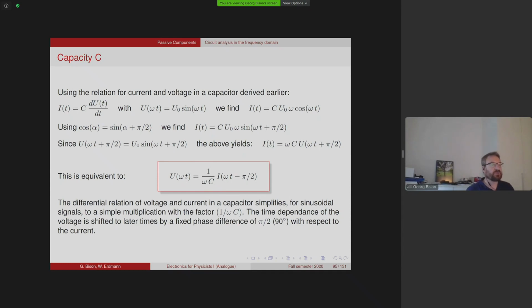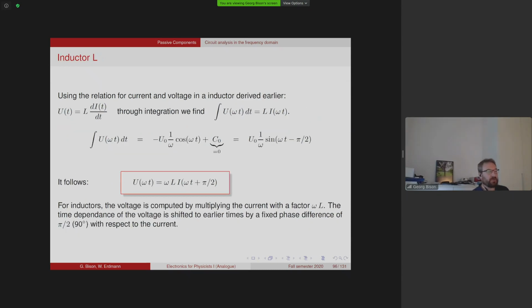And of course, this makes it much easier to calculate the relation between voltage and current in a capacitor, since before we had to solve a differential equation to do that. And now we simply have to apply a phase shift and multiply with a scaling factor that looks like this.